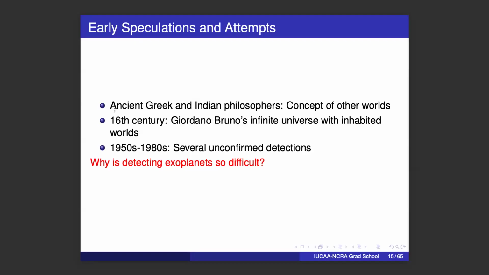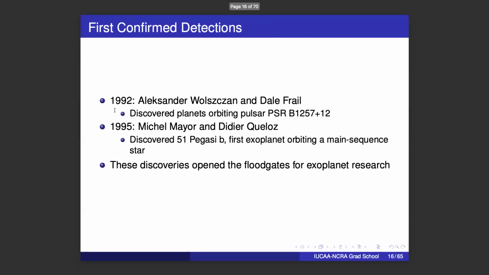Correct. So they're much fainter than the associated host star. So the glare of that host star simply drowns out the light of the planet. So it is extremely difficult to detect exoplanets through direct imaging. So you have to use other indirect techniques.